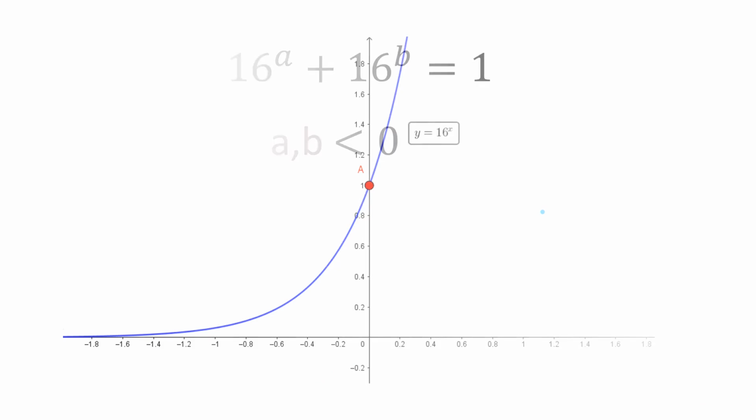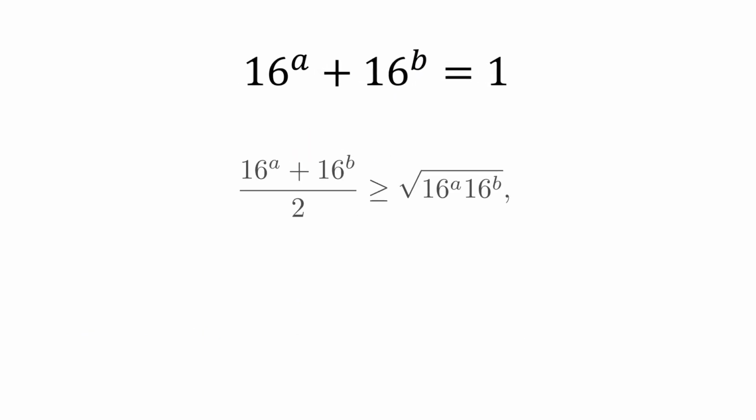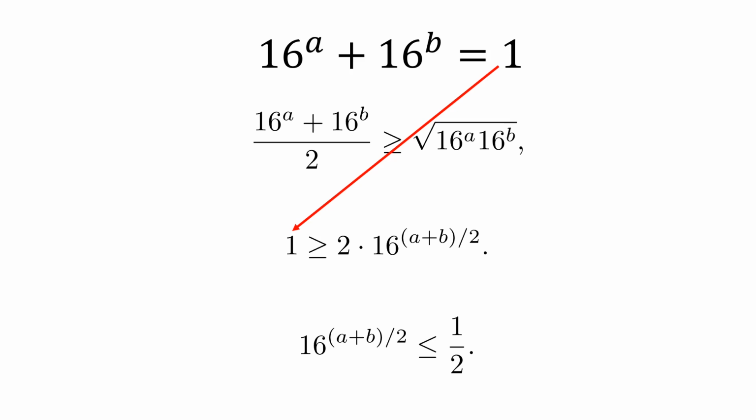Next, we bring in a classic tool from algebra, the arithmetic mean, geometric mean inequality, often just called the AM-GM inequality. Applied here, it tells us that 16 to the power of a plus 16 to the power of b, divided by 2, is always greater than or equal to the square root of 16 to the power of a times 16 to the power of b. When we substitute the value of 1 into this expression and simplify things with a little algebra, we find that the average of 16 to the power of a and b is less than or equal to 1/2.